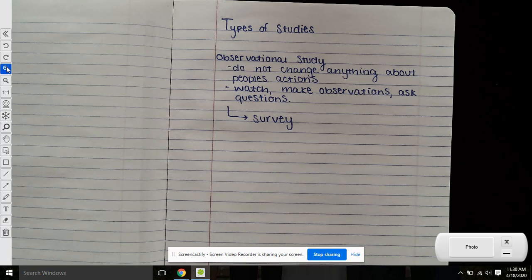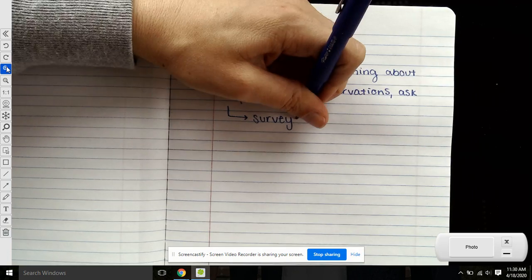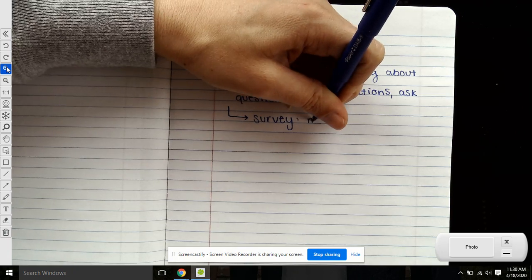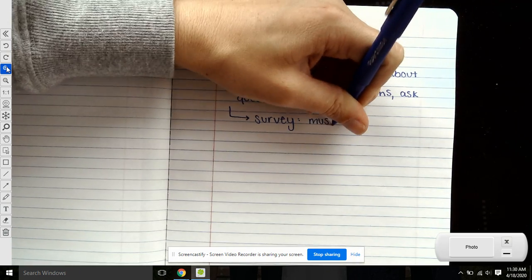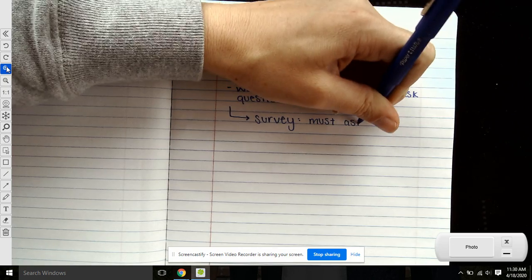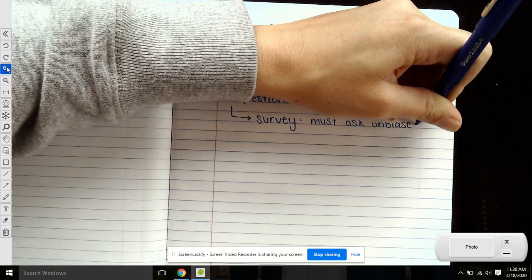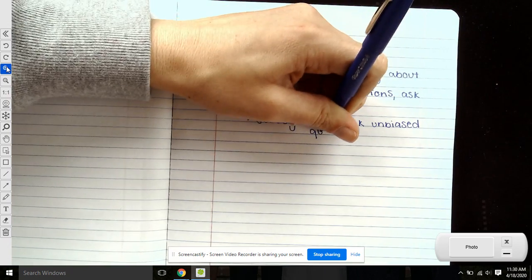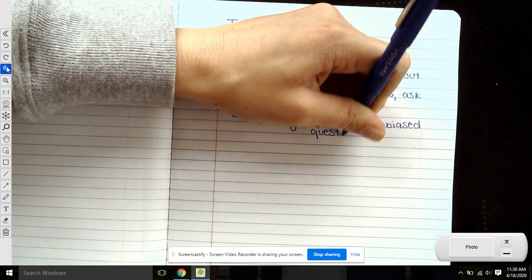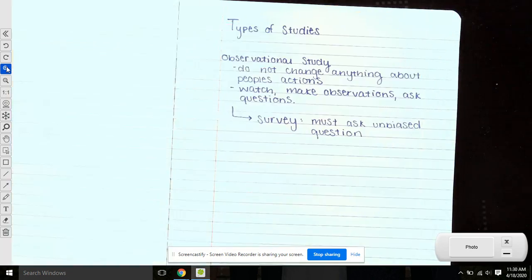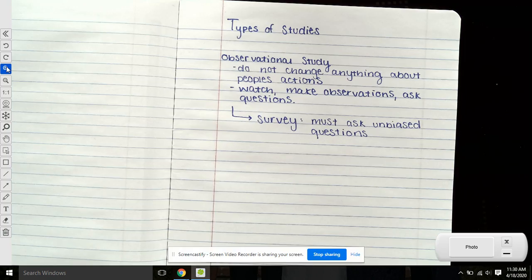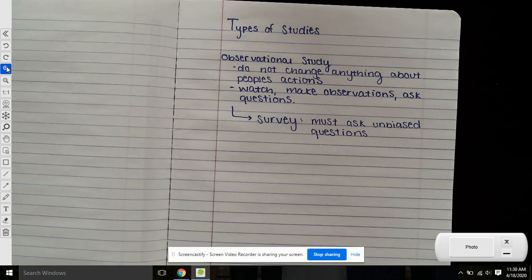So one key part of a survey is that you must ask unbiased questions. And we will get into what types of biases there are next week. But for right now, you just have to make sure that you're asking questions that do not have any sort of bias, which would force people to answer one way or another.